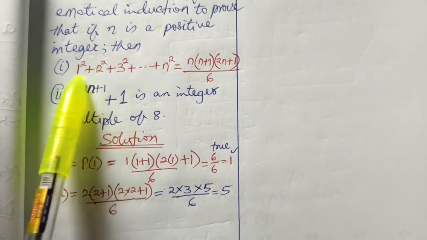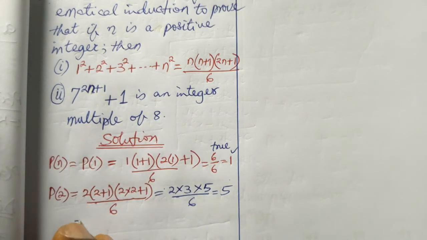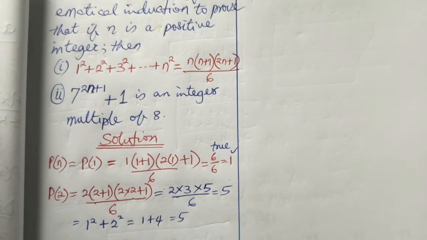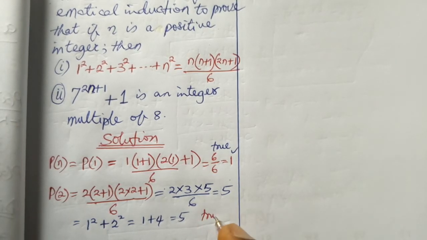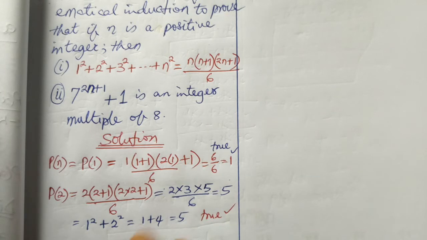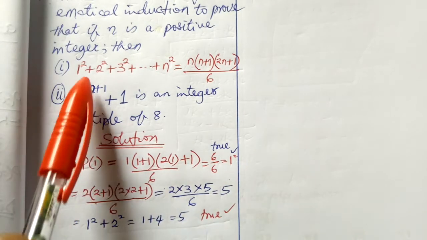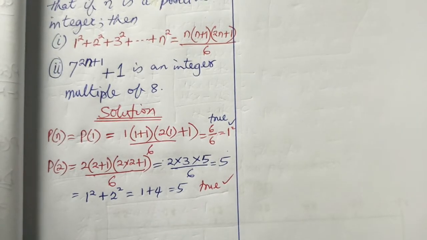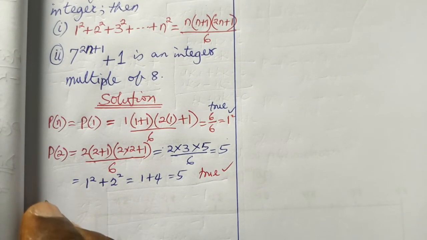So if we add these two, it's equal to 1 squared plus 2 squared, which is equal to 1 plus 4, which is equal to 5. So it is also true. Of course, the first one is 1 squared, which is equal to 1. So for this third one, let us quickly do it to confirm.